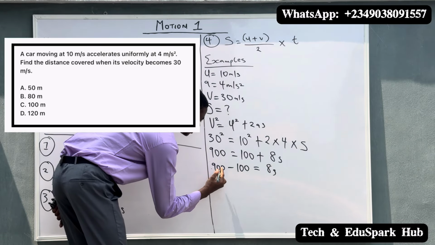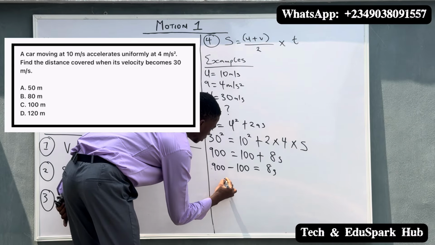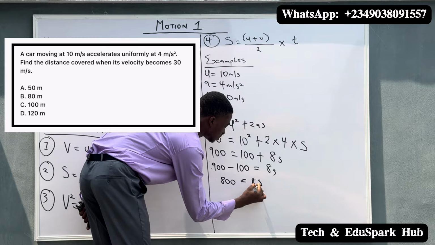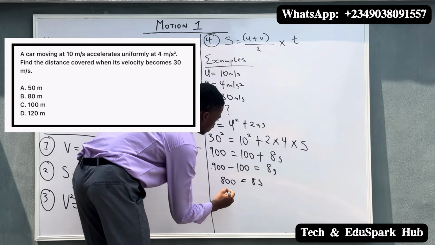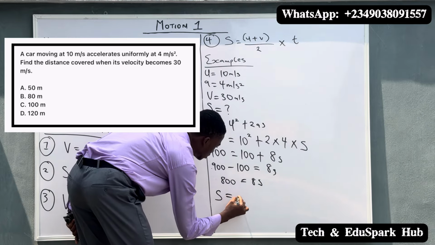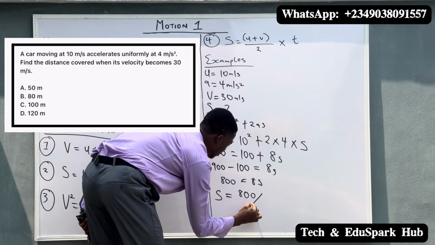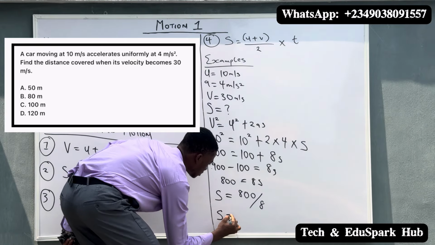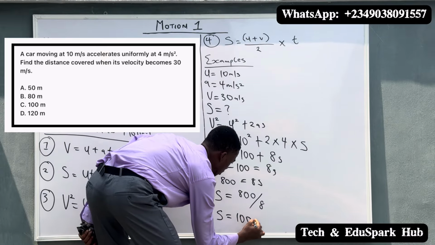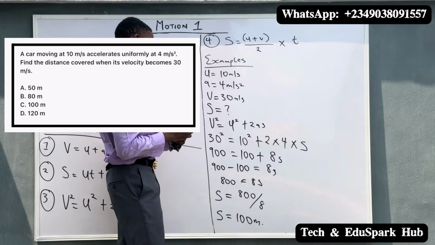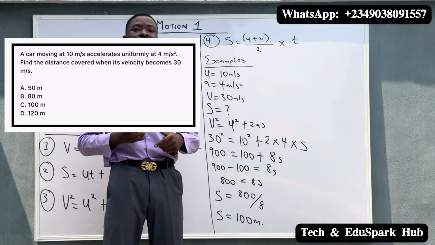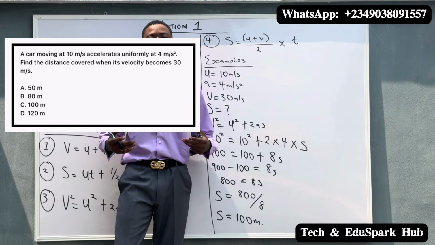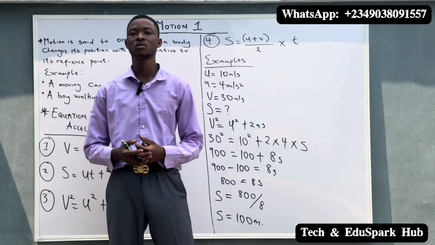So in this case, 900 minus 100 will give you what? 800 equal to 8s. So you can make s the subject of the formula. So you have s equal to 800 divided by 8. So our s will be given as 100 meters. So 100 meters is correct for this kind of question. So option C is correct. And this will be all on the equation of motion.